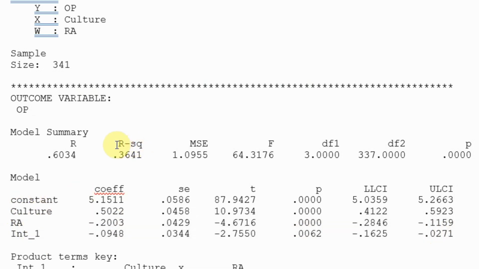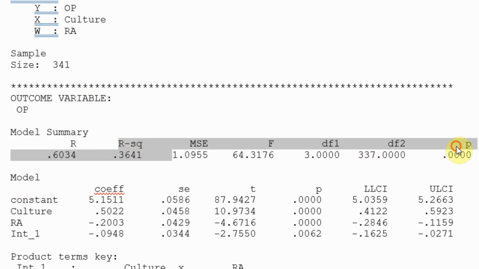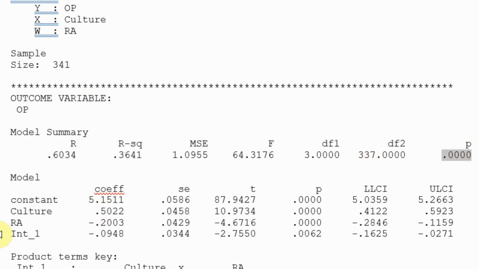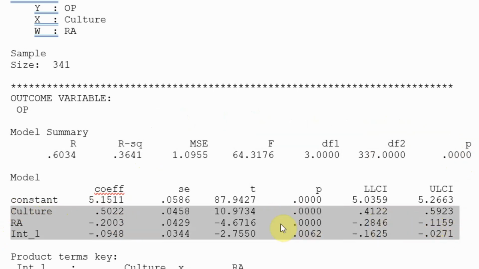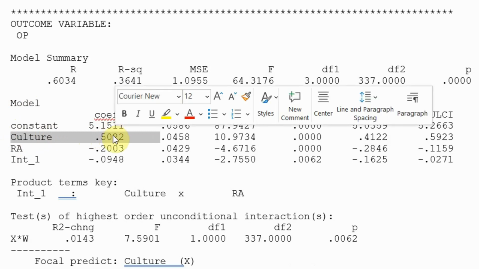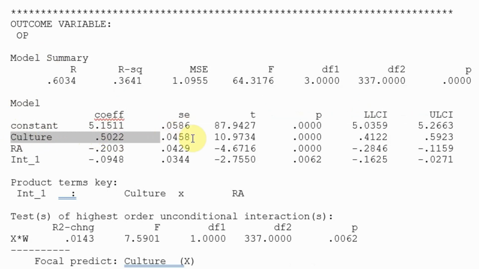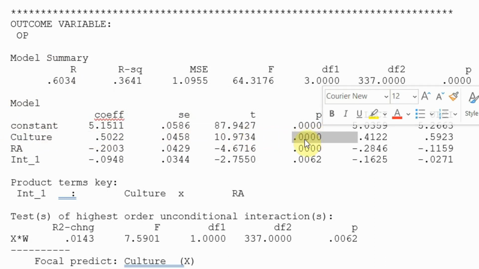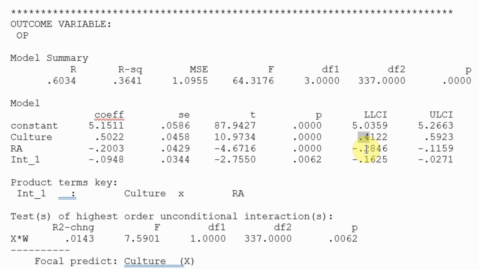Now overall, is this significant? Yes, overall your model is significant. So these variables here, predictors, are predicting the outcome variable. Now moving on, the model itself, culture as a predictor, the coefficient is positive. This shows that there is a positive relationship between culture and OP. Is it significant? Yes, it is significant. The p-value is less than 0.05. The lower level and upper level confidence interval does not have a 0 in between.